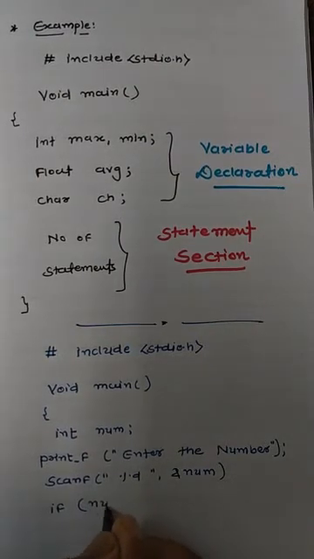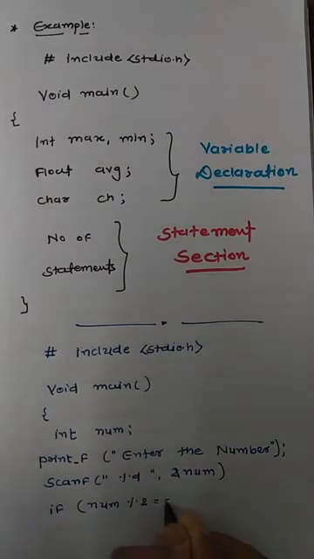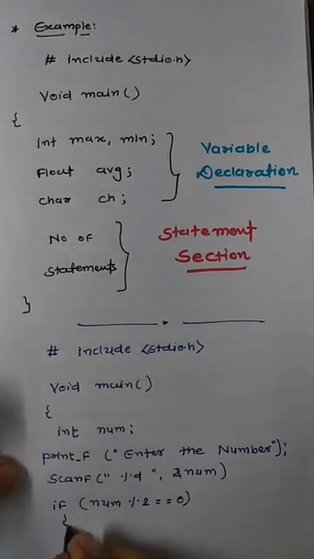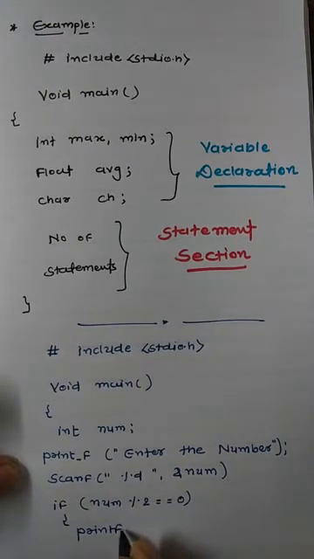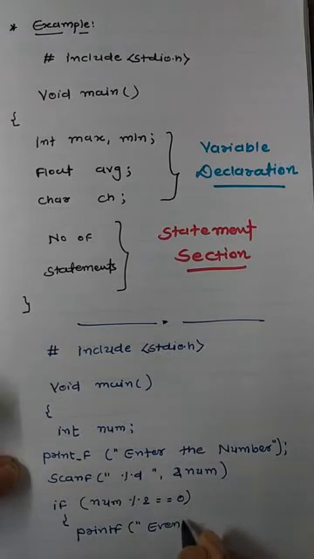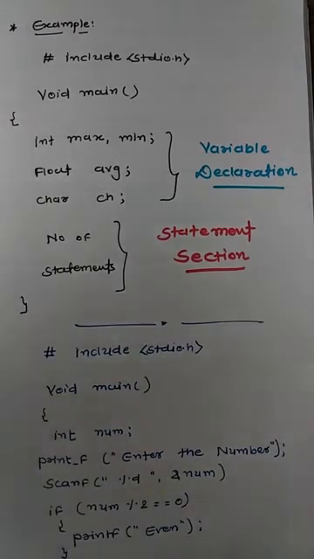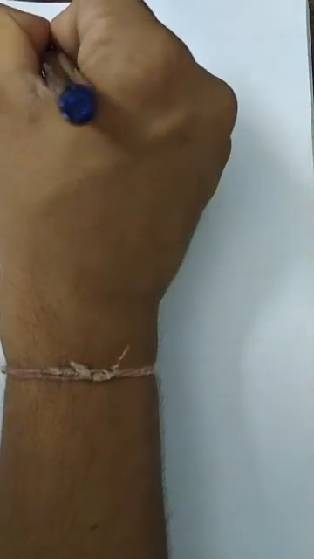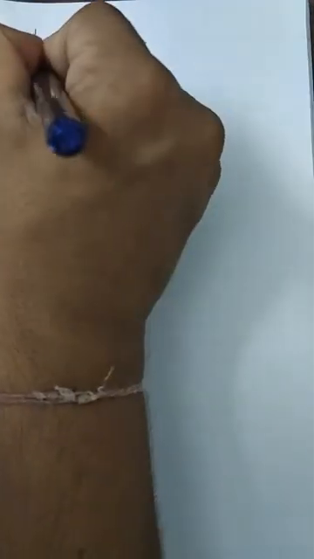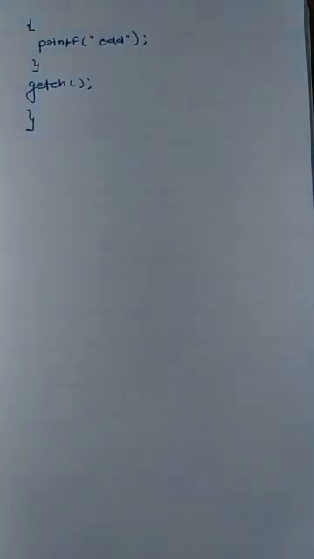If num modulo 2 is equal to 0, printf even, else the program continues. Or okay, getch and the program closes.